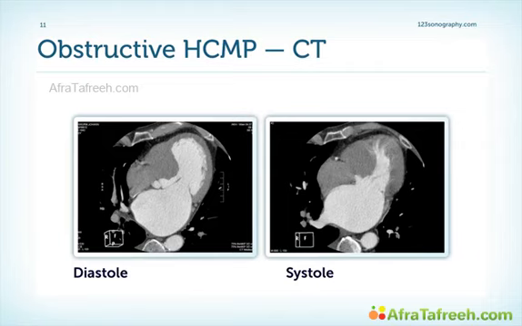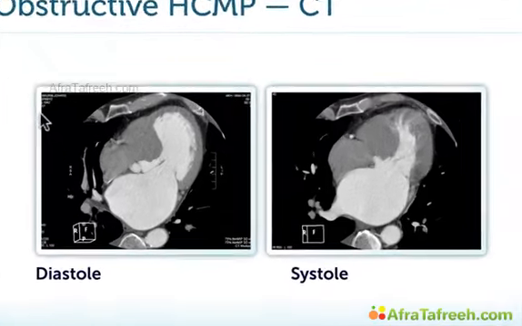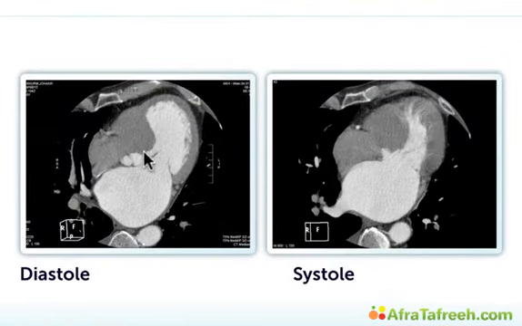Obstruction in hypertrophic cardiomyopathy can even be seen with computed tomography. This is such an example where we have massive left ventricular hypertrophy of the septum, and we have the mitral valve here during diastole. You can see how narrow the LVOT is. And during systole, we have obstruction of the LVOT by the mitral valve and turbulent flow.